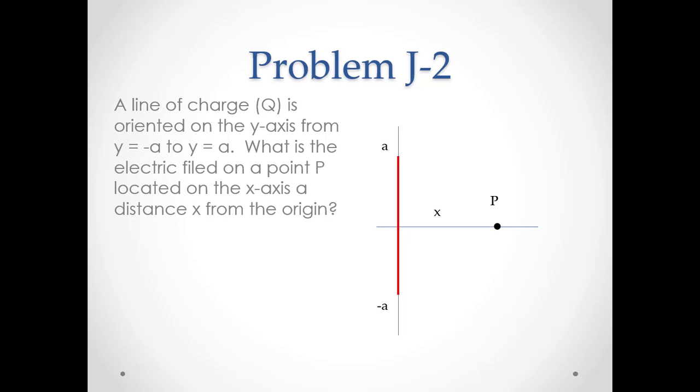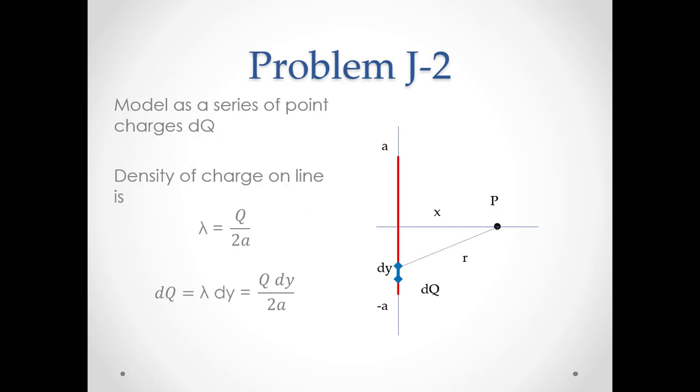So we've got a line, and I'm going to say it has a total charge Q, and it's oriented on the y-axis from y equals negative a to y equals a. And I want to know what is the electric field at point P, located on the x-axis, a distance x away from the origin. So this is very similar to the example problem in the last lesson, except that instead of having just 3 point charges, one at the origin, one at negative a, and one at a, this is a distribution of charge. So I'm going to model this as a series of point charges. Each one has a charge, which I'm going to call dq.